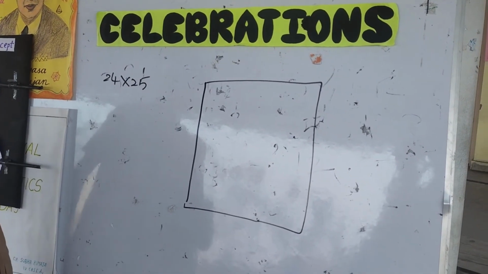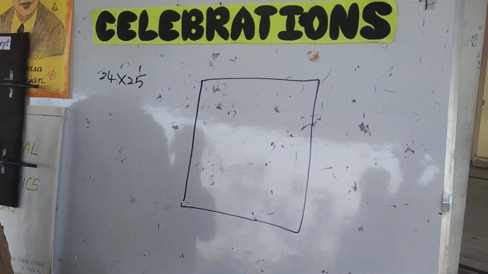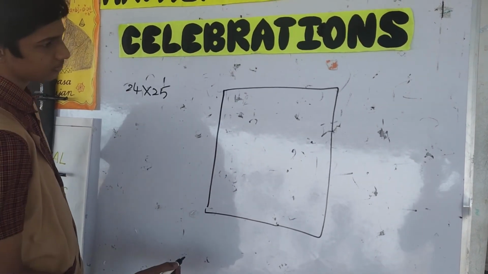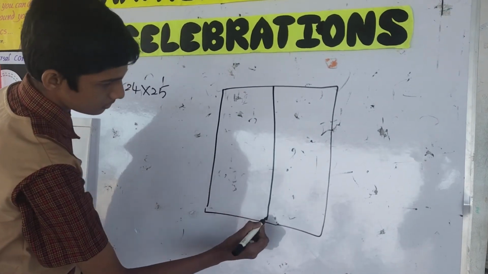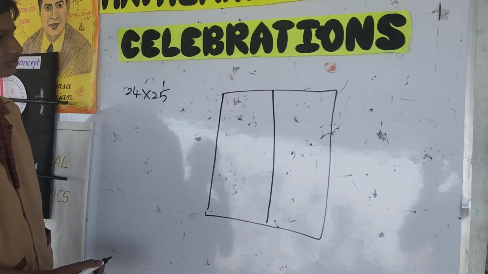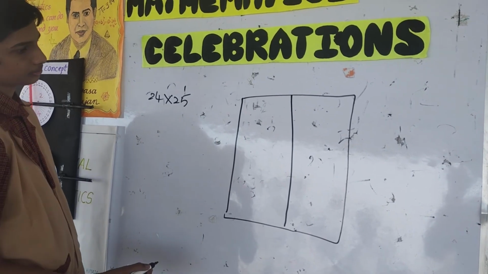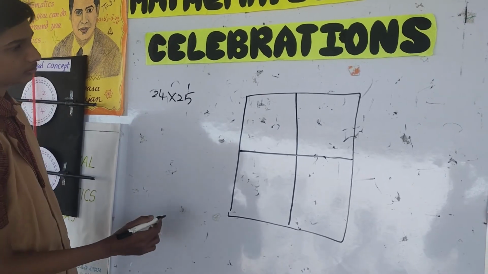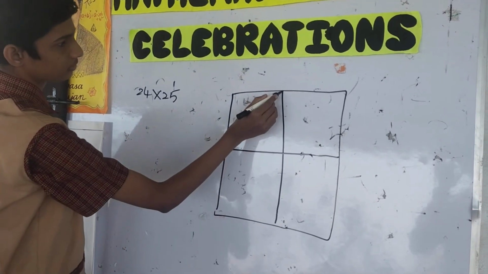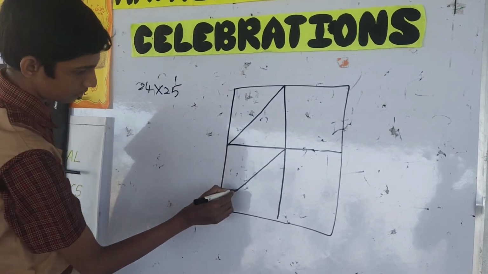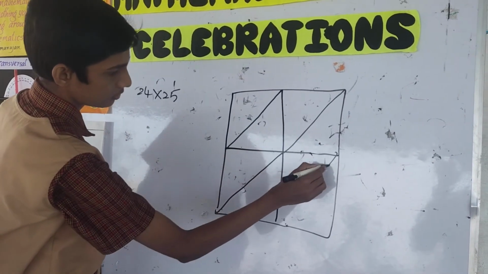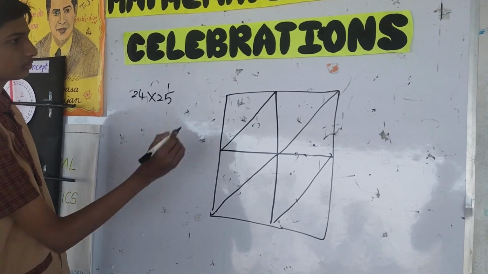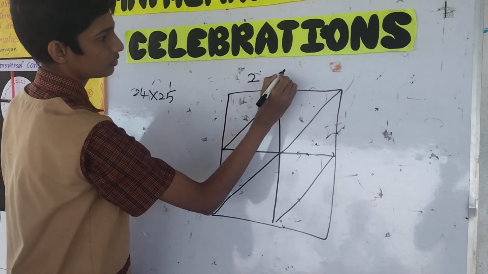As we are having 2-digit numbers, the first multiplicand has 2 digits. So make the square into 2 columns. And the second multiplicand is also having 2 digits. So draw 2 rows. And divide each box into 2 equal halves by drawing a diagonal. And write the multiplicands on the columns and the rows.